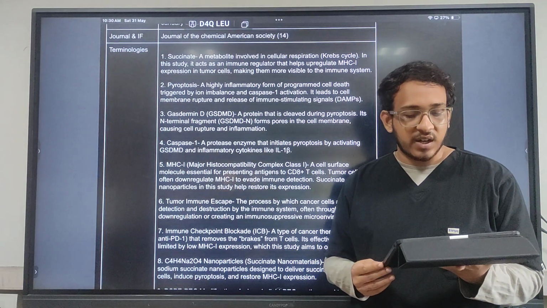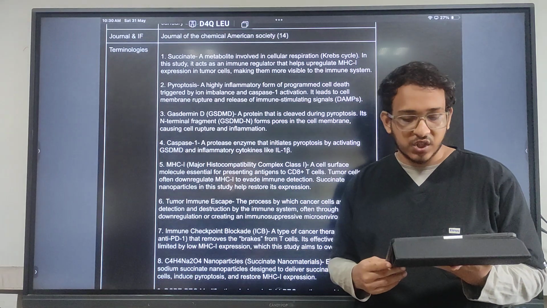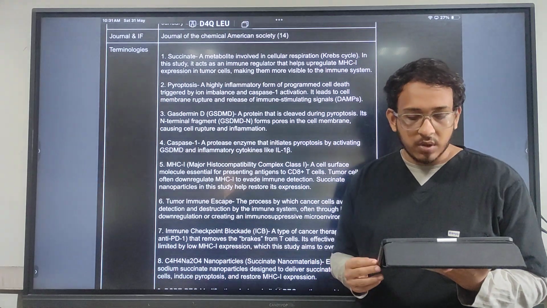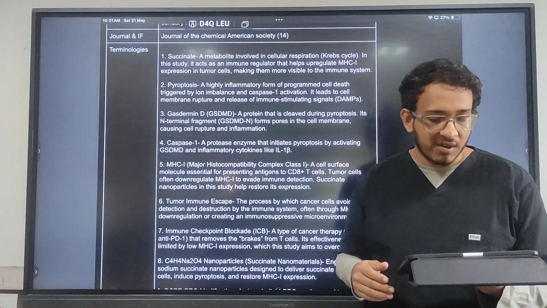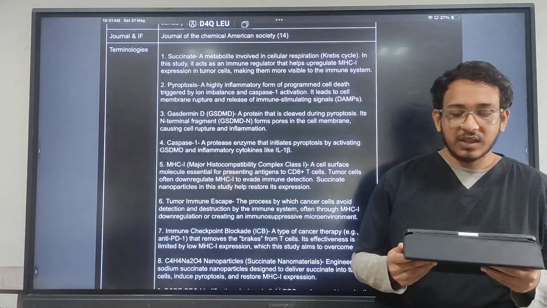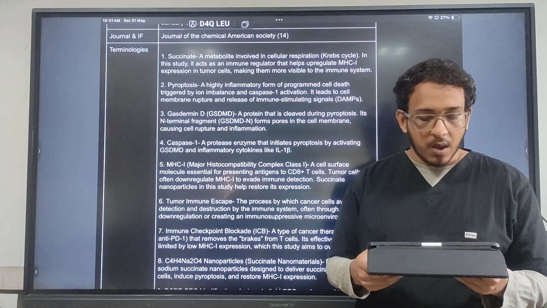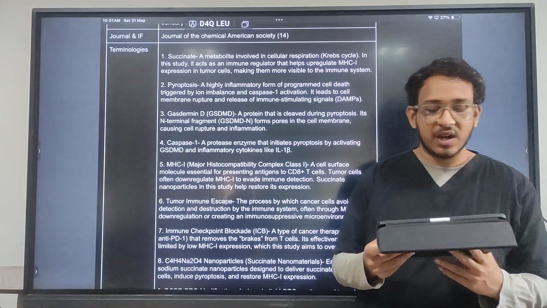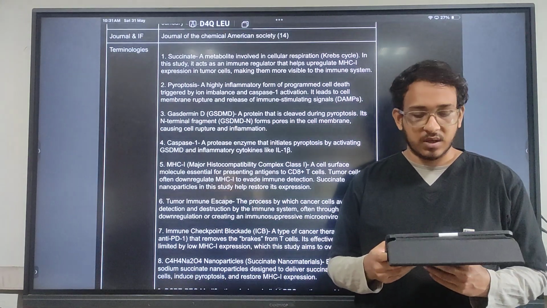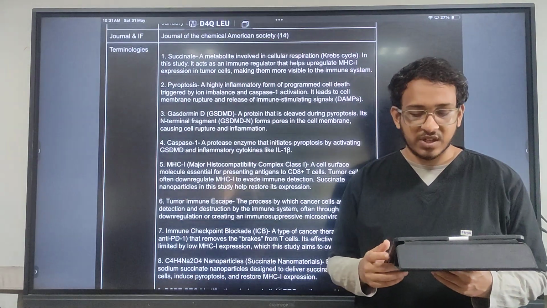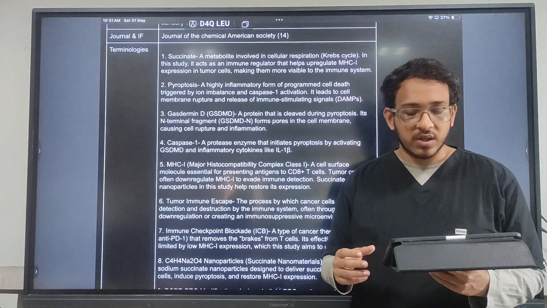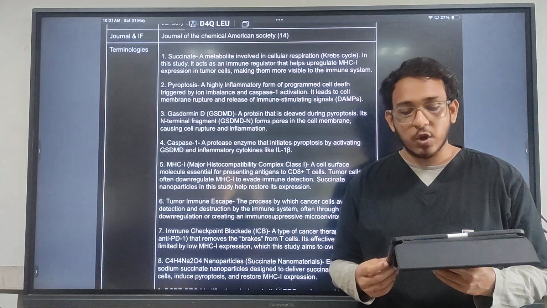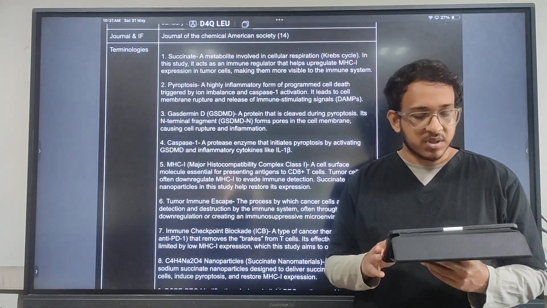Succinate is a metabolite involved in cellular respiration, the Krebs cycle. In this study, it acts as an immune regulator that helps upregulate the MHC1 expression in tumor cells, making them more visible to the immune system. Pyroptosis is a highly inflammatory form of programmed cell death triggered by ion imbalance and caspase-1 activation. This will lead to cell membrane rupture and release of immune stimulating signals, also known as DAMPs.